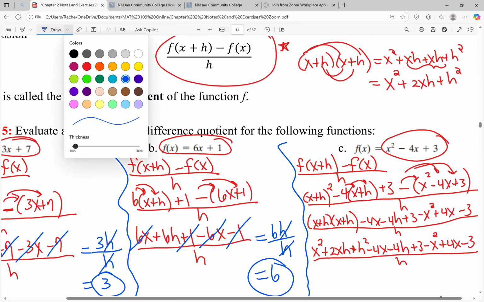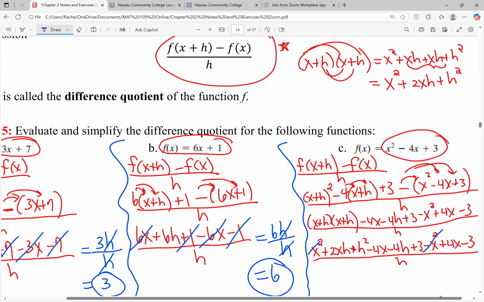So now let's go through and combine like terms. So I have a positive x squared and negative x squared. They sum to 0. I have a negative 4x and a positive 4x. That sums to 0. I have a positive 3 and negative 3. That also sums to 0. So all I have left in the numerator is 2xh plus h squared minus 4h over h, right? So I just have those three terms left in the numerator.